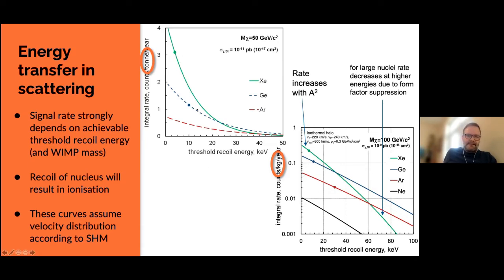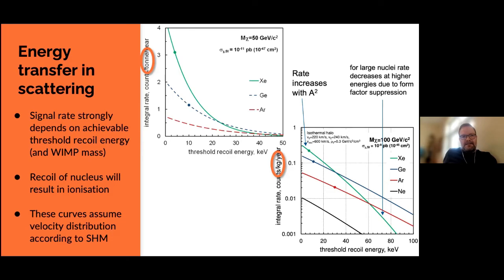And another comment to make here is that the shape of these distributions depends on what you assume for the velocity distribution of the dark matter. So this is what I touched on earlier. All these things depend on the assumptions you make. And so for these curves here, again, the standard halo model was used. Okay, and then obviously the larger the recoil, the higher the ionization, the larger the signal that you can detect in your detector.